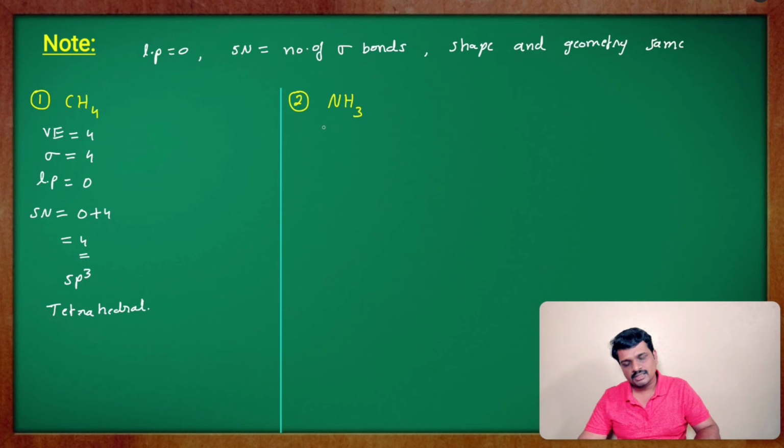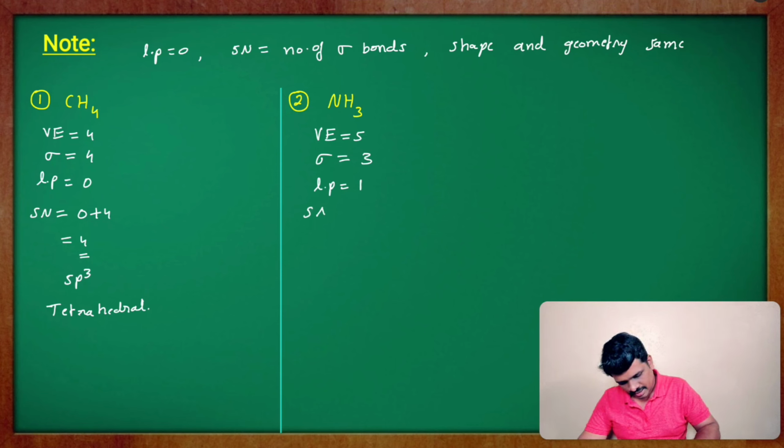The second example is ammonia. Here the central atom is nitrogen. Valence electrons are 5 for nitrogen. How many sigma bonds are present? 3, right? Because 3 terminal hydrogen atoms are present. How many lone pairs are present? Since valence electron is 5, and already 3 sigma bonds are present, the remaining is 2, right? So 1 lone pair.